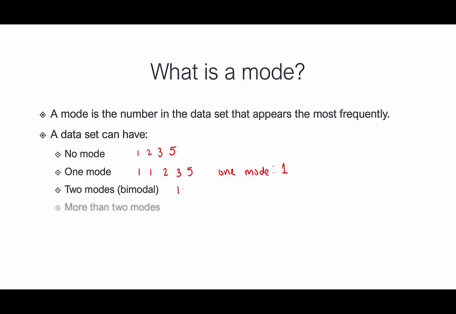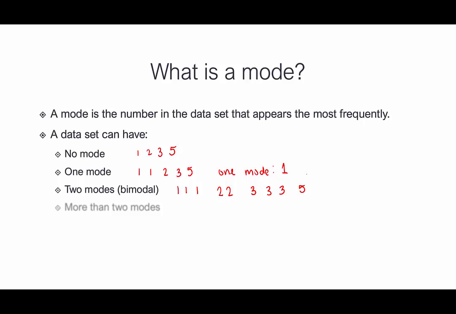So what if we had 1, 1, 1, 2, 2, 3, 3, 3, 5? In this case, we have two modes. 1 is a mode and 3 is a mode. They both appear 3 times, which is more than any of the other numbers, which in this case are 2 and 5.